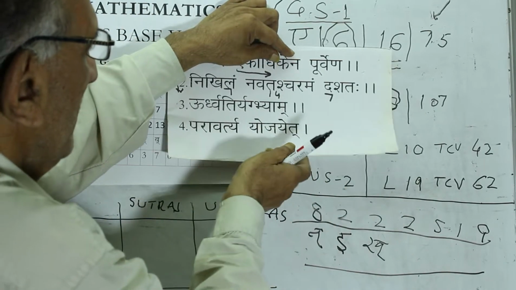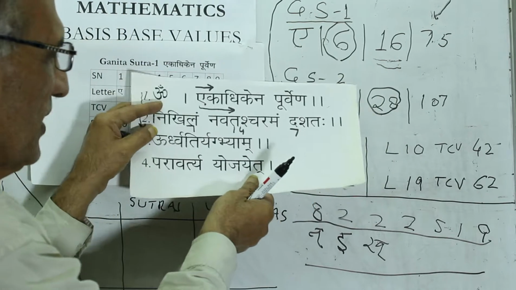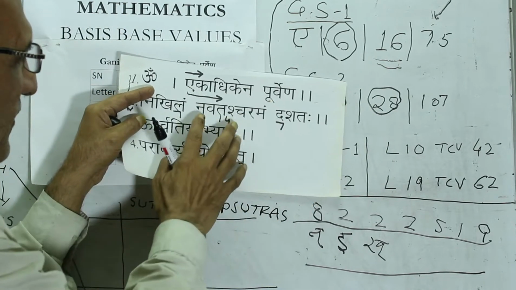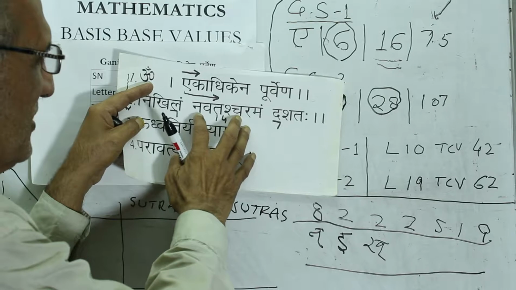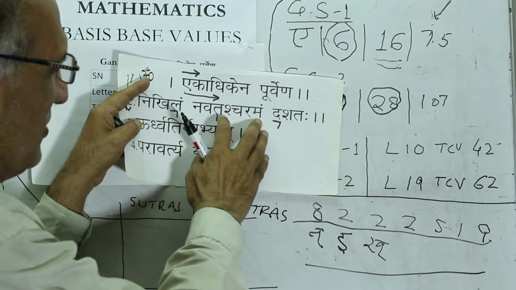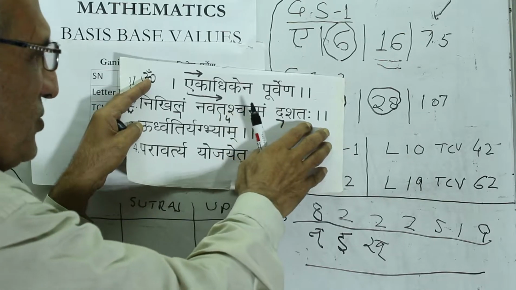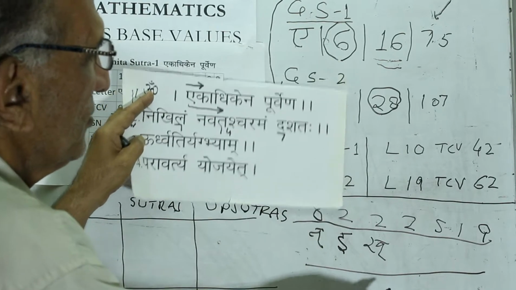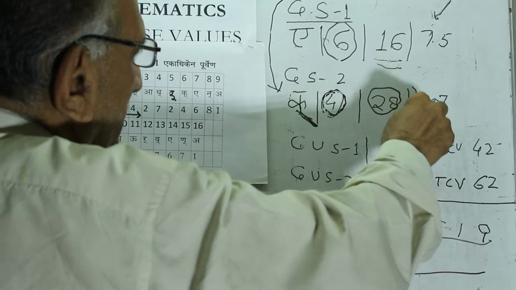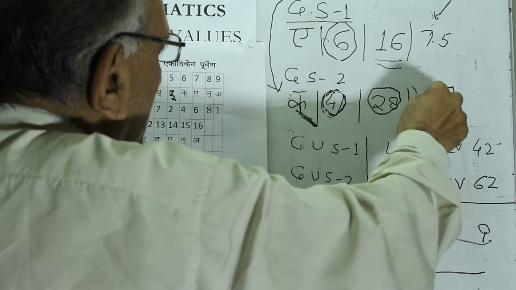Like that, it will be a blissful exercise to reach the transcendental code values. Let us tabulate the transcendental code values of Navatashcharamam, and then let us tabulate the TCV values of Dashatah, and then let us have an addition of it, and we will see that we are getting 107.